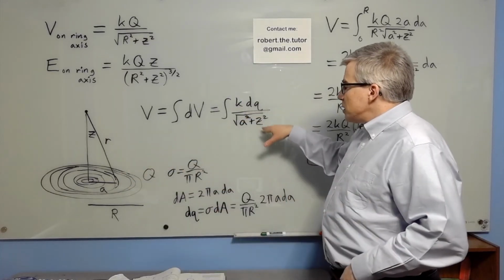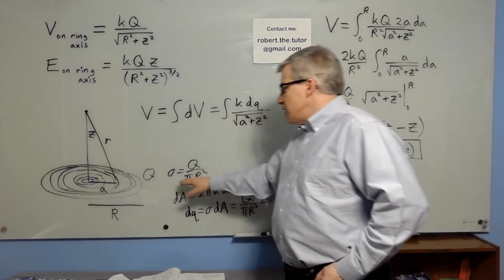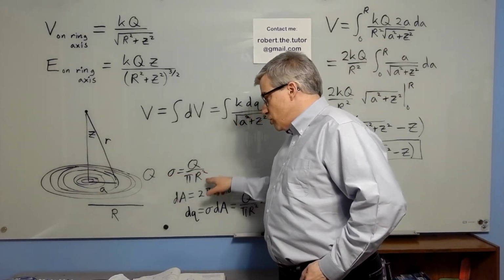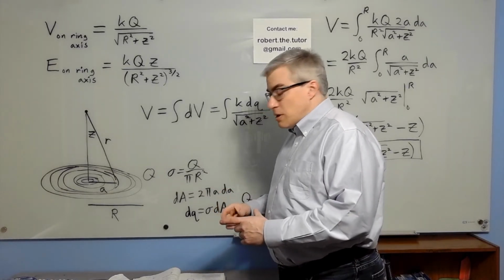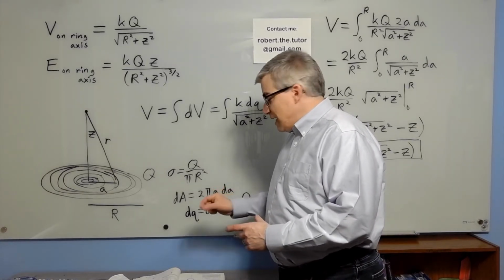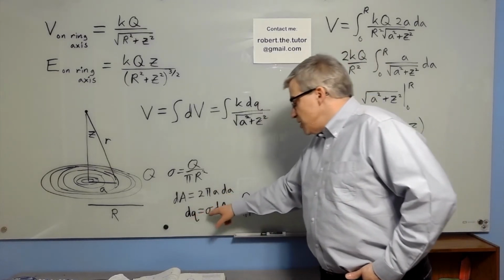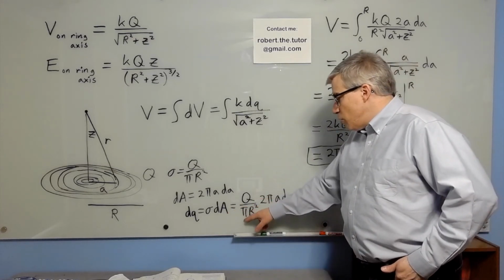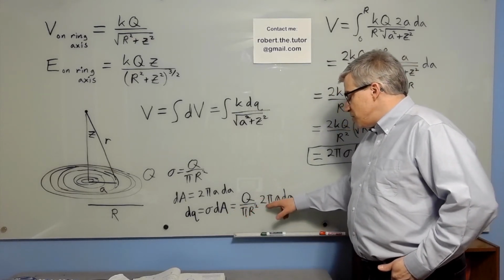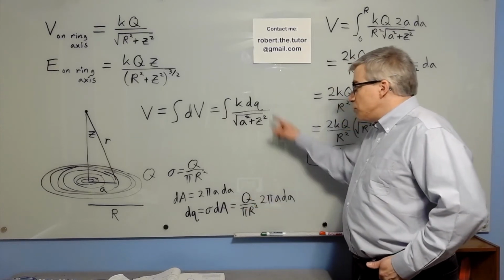Now, in order to work this out, we need to know what dQ is. And we can get that by noting that sigma is the total charge over total area. The area of the ring we are thinking about is 2 pi a da. So a little bit of charge is sigma times d area. So it's big Q over pi big R squared times 2 pi little a da. We can put that in for dQ.